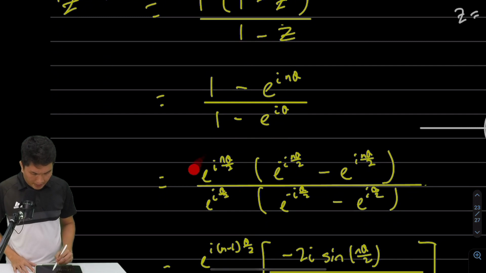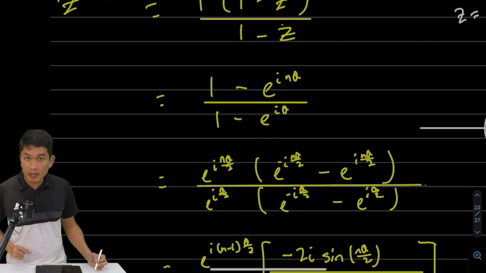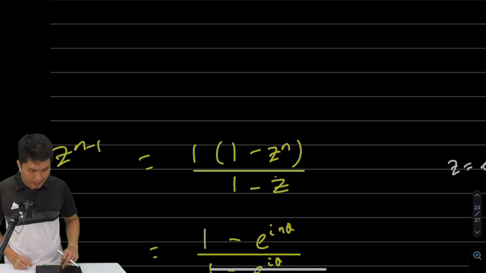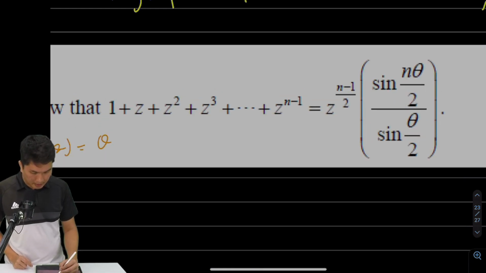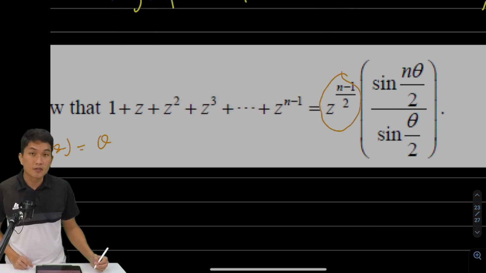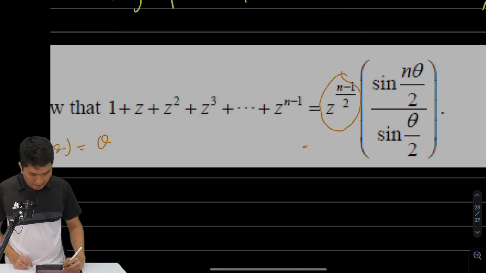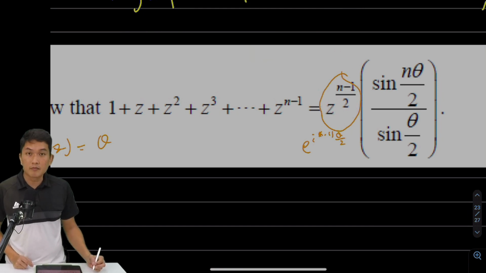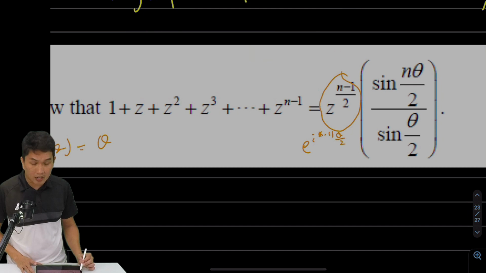It is because if I have this factored out, and I take the numerator divided by the denominator, I will get e to the i (n minus 1) times theta over 2. E to the i (n minus 1) theta over 2 is exactly this term over here. Correct? That is exactly this thing over here. So I have gotten part of what I'm supposed to show.